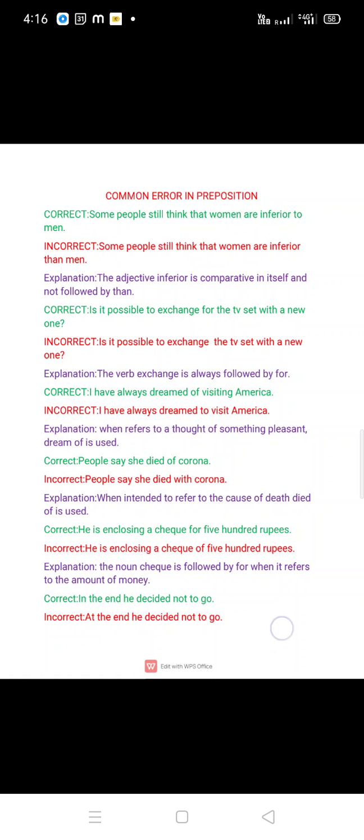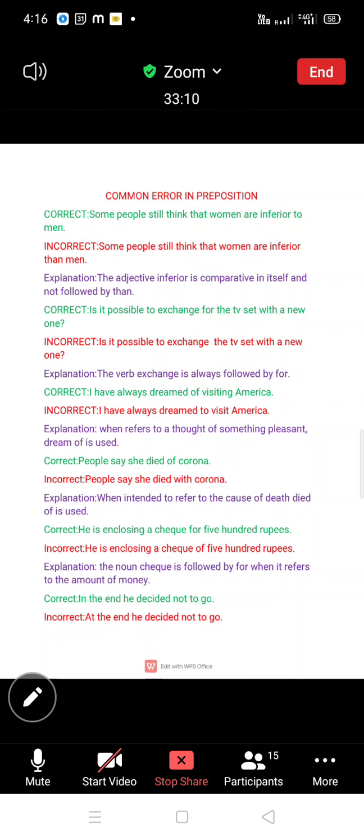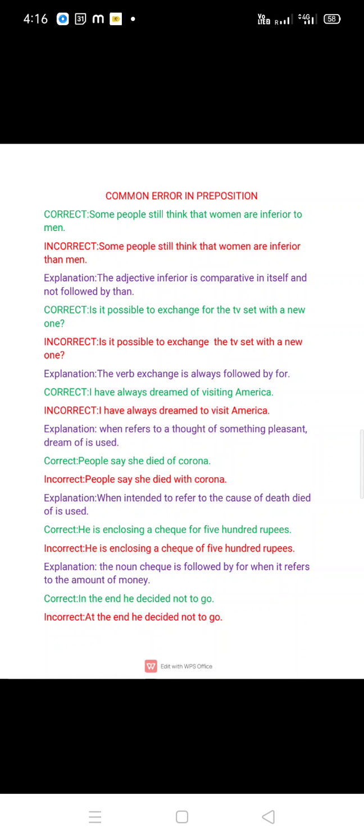Okay, so when intended to refer to the cause of death, okay, died of should be used, not died with. Don't say that people, if you say that she died with cholera or she died with malaria or some other disease, then the sentence is incorrect. Died of, not died with.